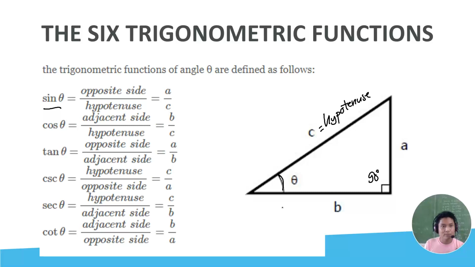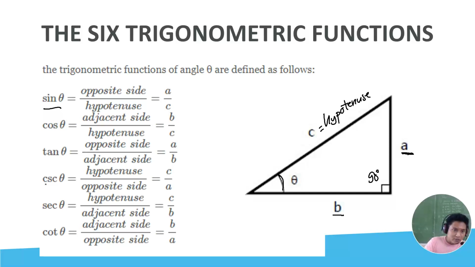Now, solving using the sine function, sine is equal to the opposite side, which is this side A, over the hypotenuse, side C. For cosine function, given angle theta, it is equal to the adjacent side or yung katabing side, which is side B, divided by the hypotenuse, C. Tangent is equal to the opposite side, A, divided by the adjacent side, B. When it comes to the cosecant, secant, cotangent, they are just the reciprocal values of the sine, cosine, and tangent.